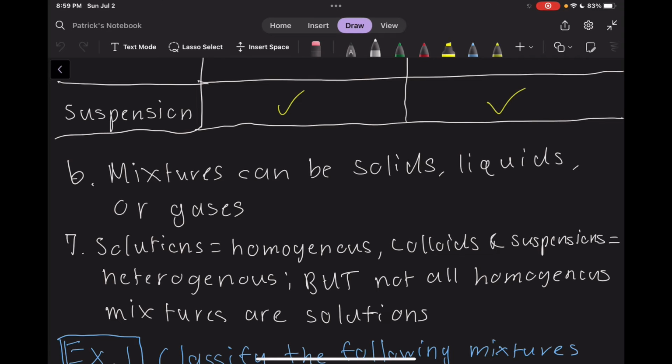It's also important to keep in mind that mixtures can be solids, liquids, or gases, as well as combinations of these different states of matter. We'll put names to some of these combinations later, since we don't want to overload ourselves with too many technical terms too quickly. For now, we just need to remember that solutions are always homogeneous mixtures, whereas colloids and suspensions are always heterogeneous mixtures. However, not all homogeneous mixtures are solutions.